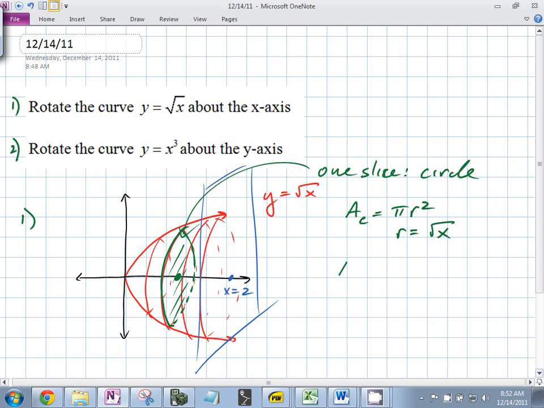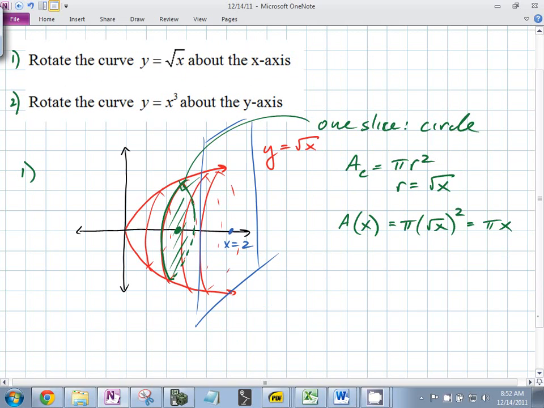So the area of each of these slices is going to be pi times root x what? Squared. So the area of each of our circles is really just going to be pi times x, correct? Yeah. Now here's the thing.